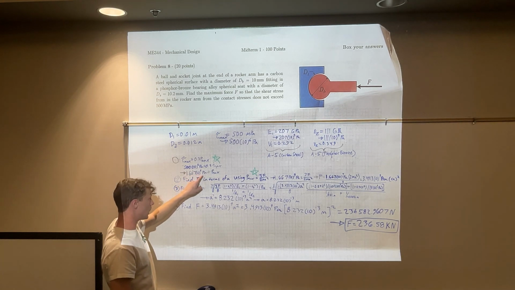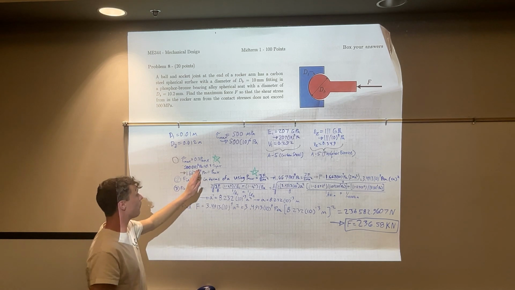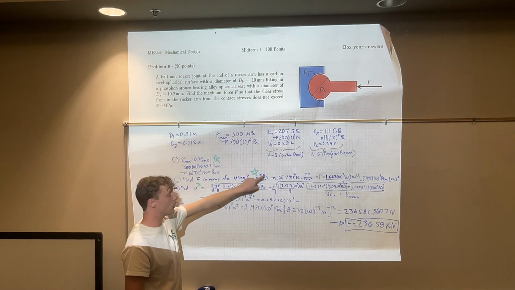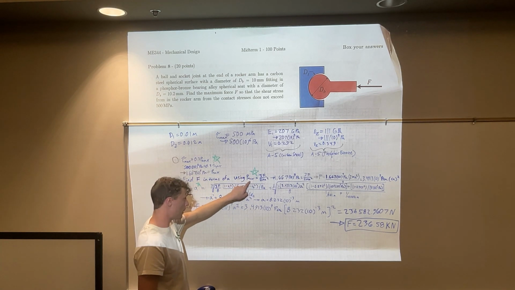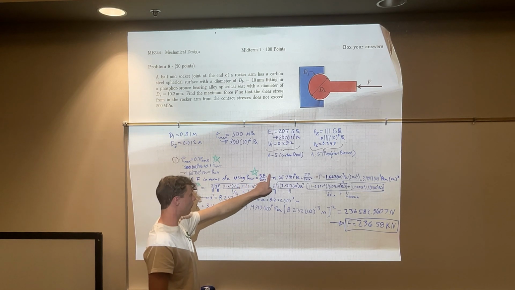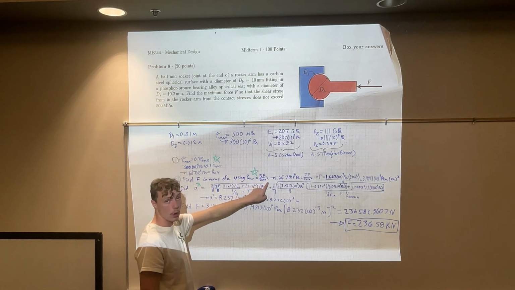So we use that formula, one unknown, to find p max, which is equal to 1.667 times 10 to the 9 pascals. So now that we have the p max value, we're looking at this formula again, we have p max, we need F, and we need a as well.